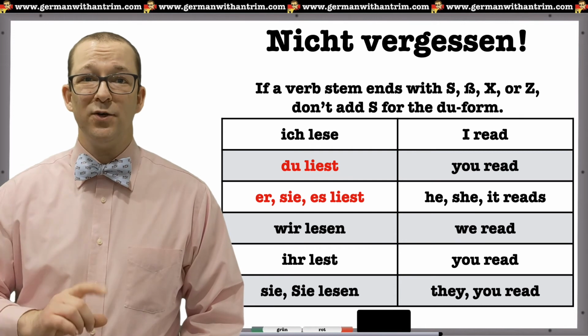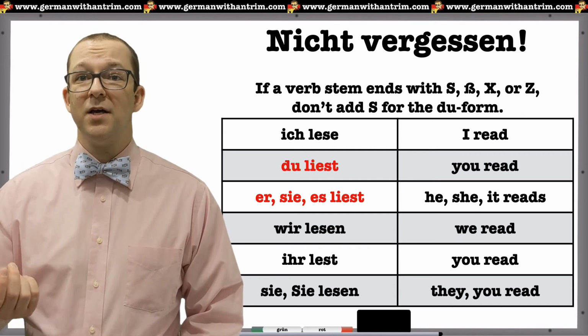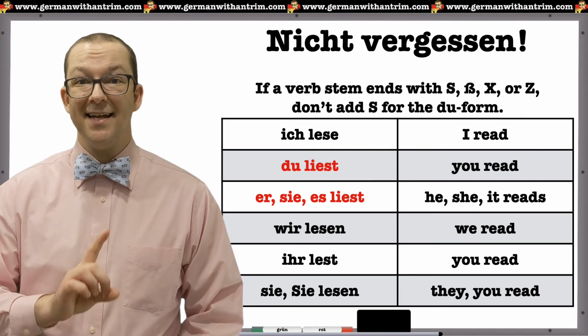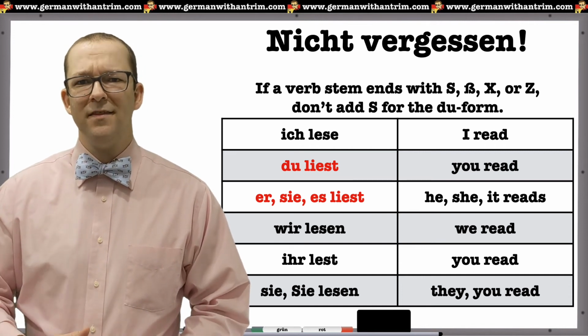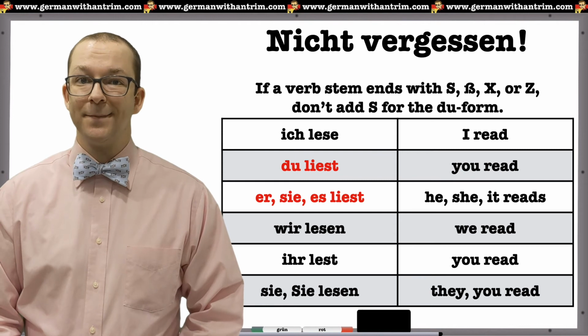There aren't any weird rules to be added for the verbs that change from E to IE. This is a good time, however, to remind you that some stems end in S, ß, X, or Z, and they require no S in the du form. This can be seen in the verb lesen.